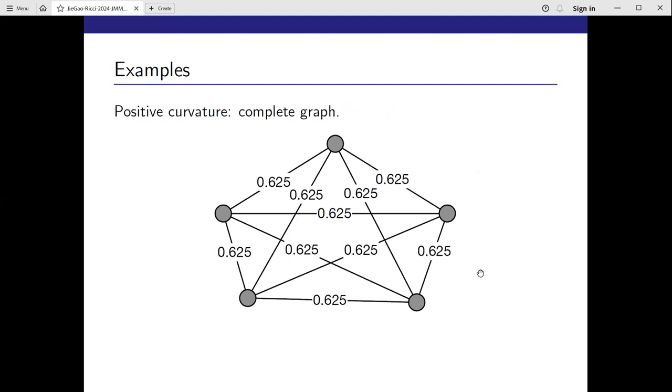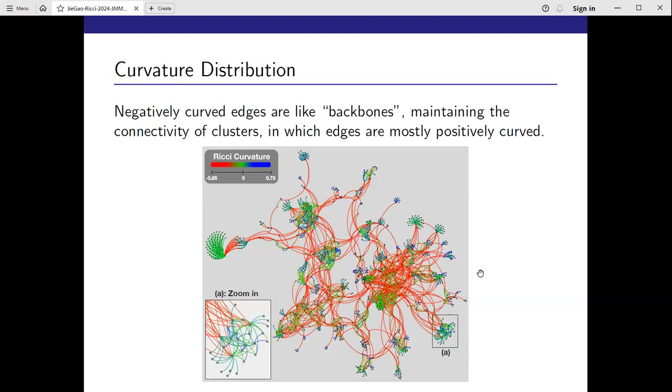For a complete graph, this is a highly clustered graph, very dense. Curvature is positive everywhere. Okay. All right. So now let's look at some real-world graph.